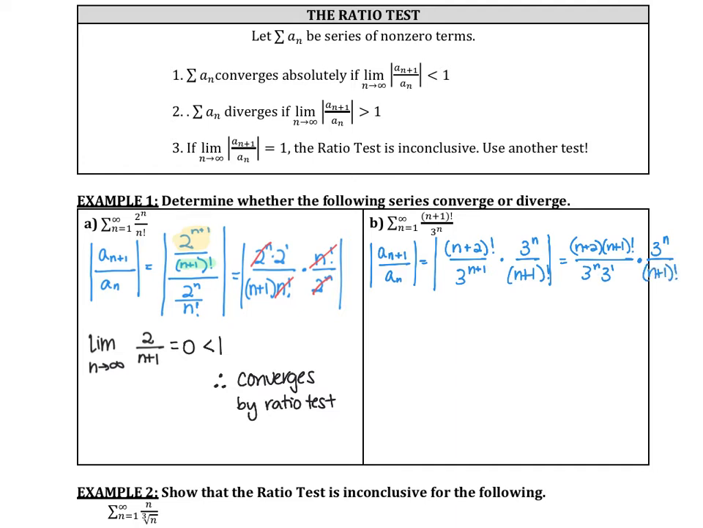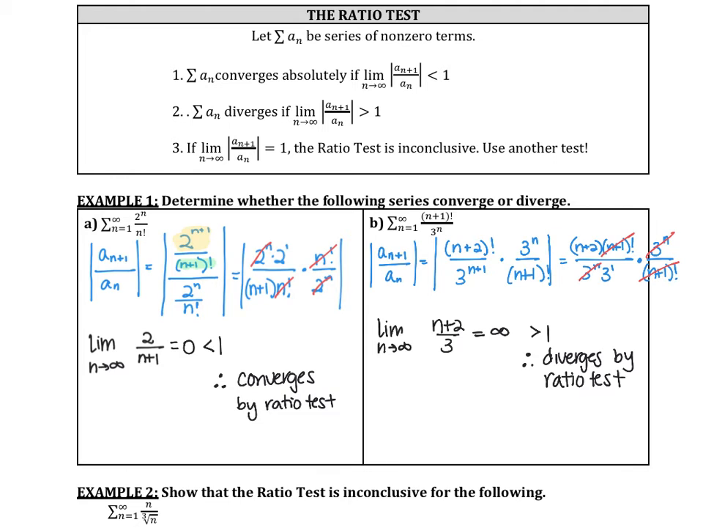And now I can cancel out my like terms. So the problem I'm actually going to solve is the limit as n approaches infinity of n plus 2 over 3. And if I take that limit, what I get is infinity. And the problem with that is infinity is greater than 1. Therefore, this diverges based on the ratio test. So this diverges by the ratio test.